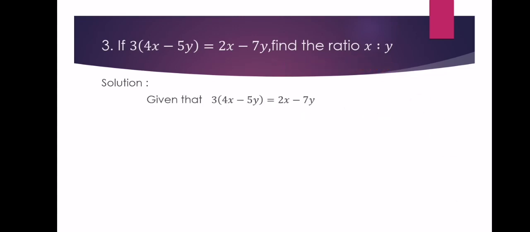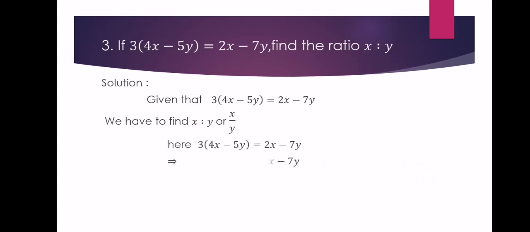We have been given that 3 into 4x minus 5y is equal to 2x minus 7y. We are going to find x ratio y, or x by y, out of the given relation. For this we will multiply 3 to the terms inside the bracket and we will get 12x minus 15y is equal to 2x minus 7y. Shifting 2x towards the other side and shifting 15y towards the right hand side, we just get 10x is equal to 8y.